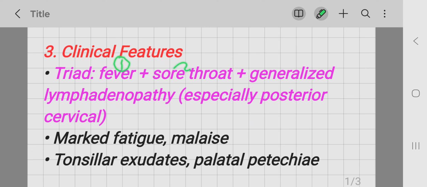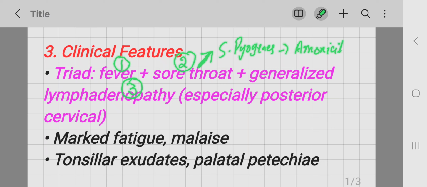Clinical features. There is a triad of features in case of infectious mononucleosis. First one is fever, second one is sore throat, and third one is generalized lymphadenopathy. Due to this sore throat, mostly people think that it is Streptococcus pyogenes and give amoxicillin. This amoxicillin leads to development of generalized maculopapular rash. It is also diagnostic for this infectious mononucleosis.